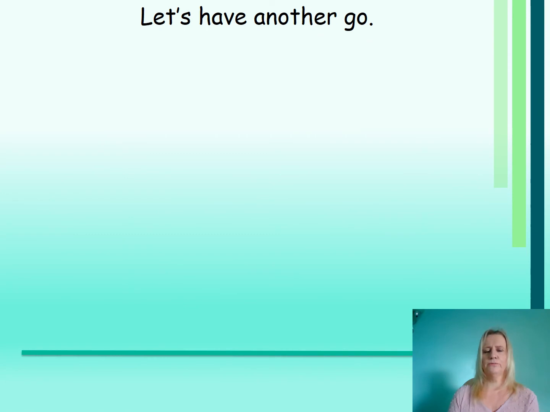Let's have another go. 68 add on 31, add on 22, add on 9. Pause the video here and see if you can use the reordering strategy to work out this calculation. Remember to look for pairs that add to a multiple of 10. That will really help you with our new strategy.